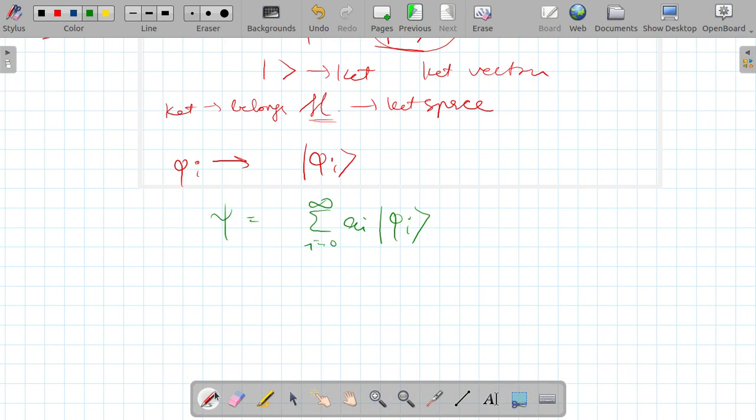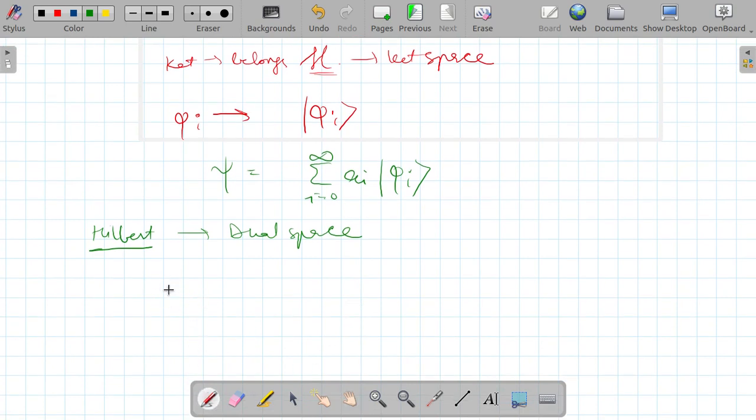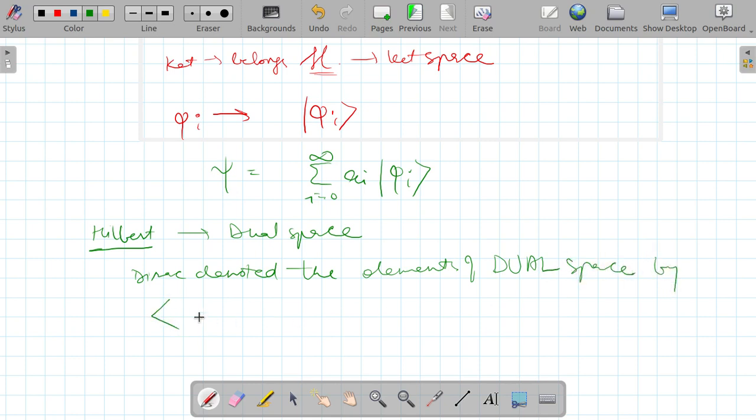And in the definition of Hilbert space, I talked about the dual space in the earlier lectures. So what Dirac did, Dirac denoted the elements of the dual space by this symbol, and he called it a bra vector.